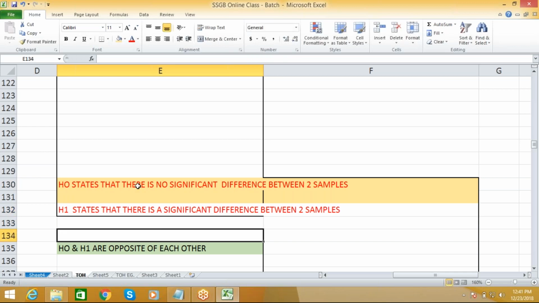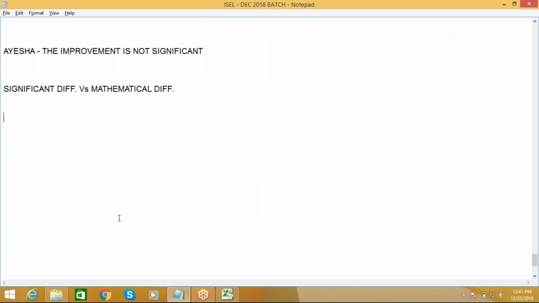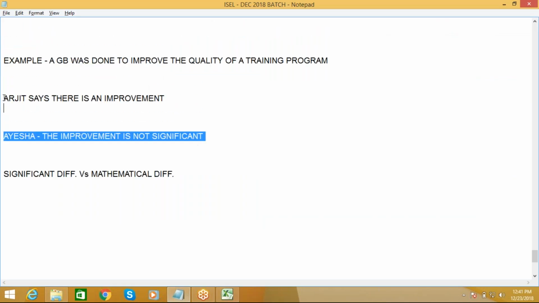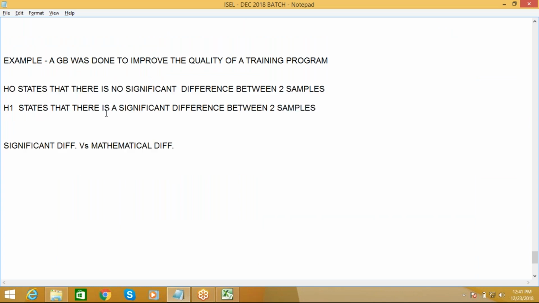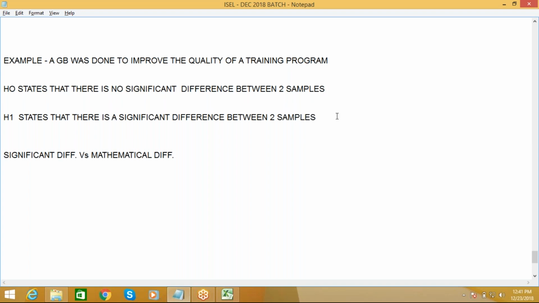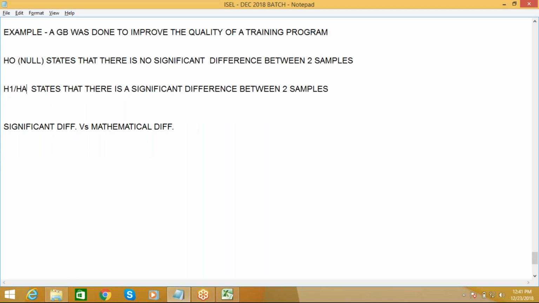And I'll add both of these points to the notepad. Null clearly states that there is no significant difference between the two groups or two samples of data, and alternate states that there is a significant difference between the two samples of data. And I'll also put that this is the null and this is the alternate. So it's actually a small a.